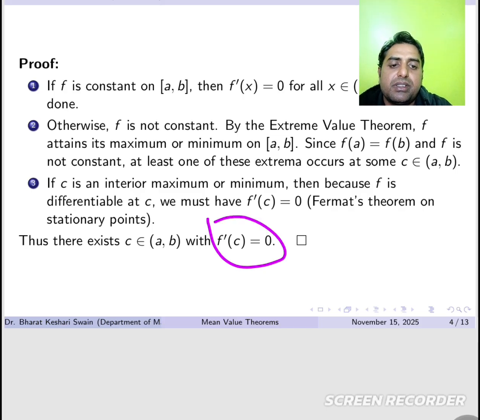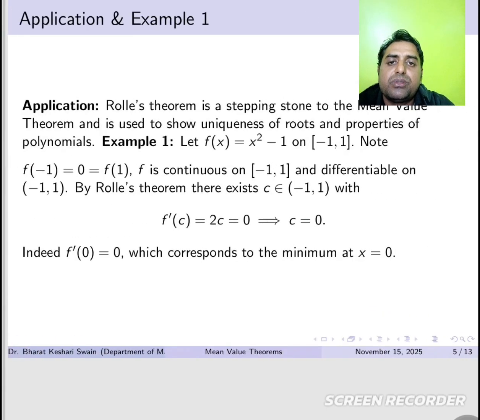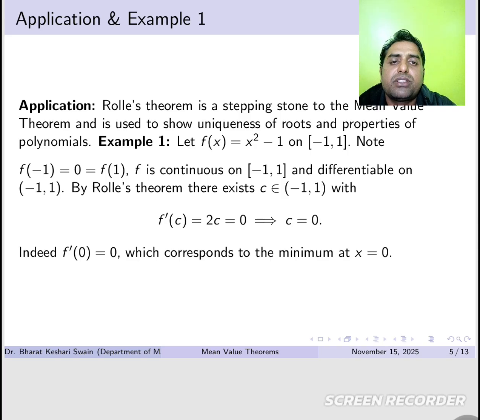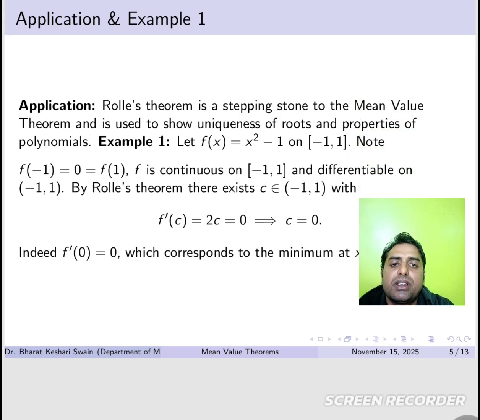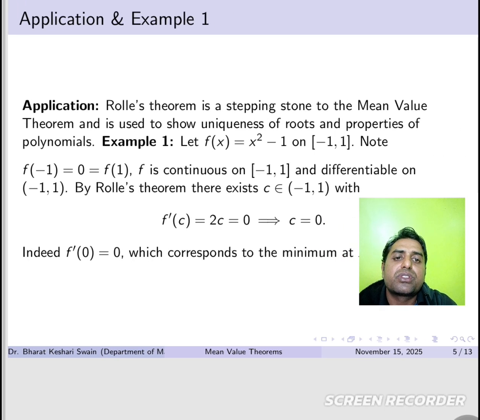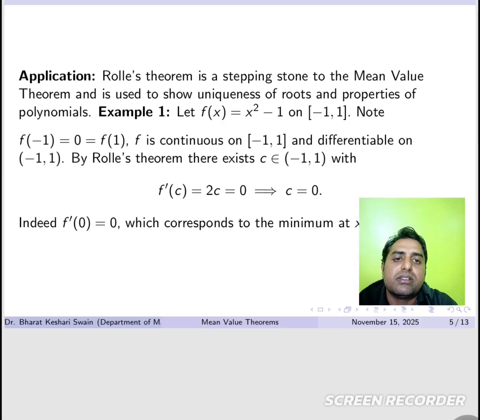Okay. Next, we come to the application of Rolle's theorem. It is a stepping stone to the mean value theorem, because it helps to derive the mean value theorem, and it is used to show uniqueness of roots and properties of polynomials.